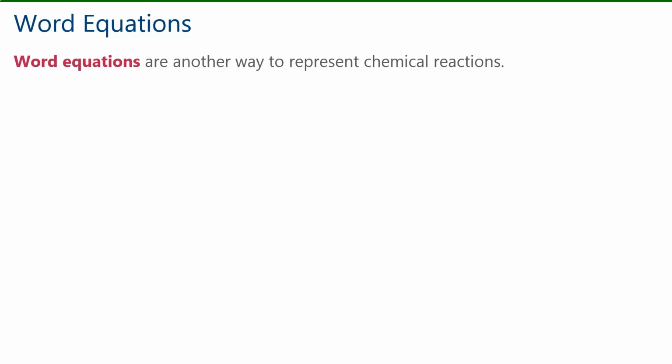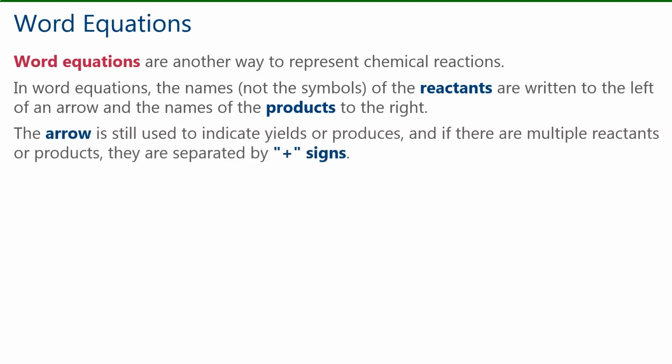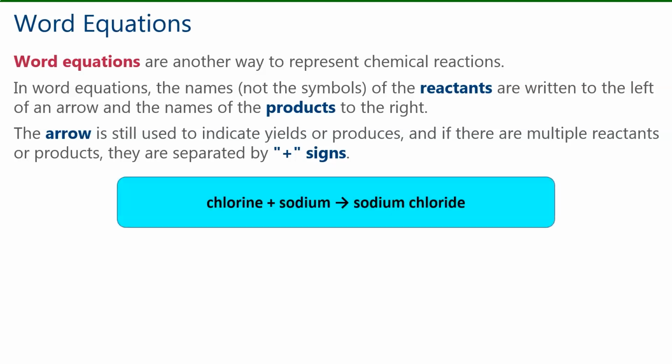Word equations are another way to represent chemical reactions. In word equations, the names, not the symbols, of the reactants are written to the left of an arrow and the names of the products to the right. The arrow is still used to indicate yields or produces, and if there are multiple reactants or products, they are separated by plus signs. Here's an example of a word equation.